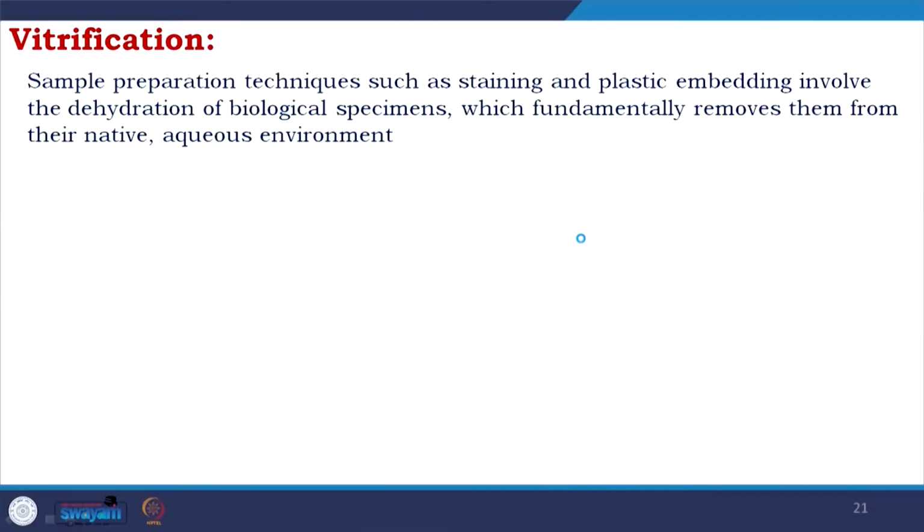Vitrification, as I told, is one of the key concepts on which cryo-electron microscopy works. Sample preparation techniques such as staining and plastic embedding involve the dehydration of biological specimens, which fundamentally removes them from their native aqueous environment, which we do not want. The normal sample preparation procedure pushes us away from the achievement of native conditions; we are getting non-native conditions, and we do not want that.